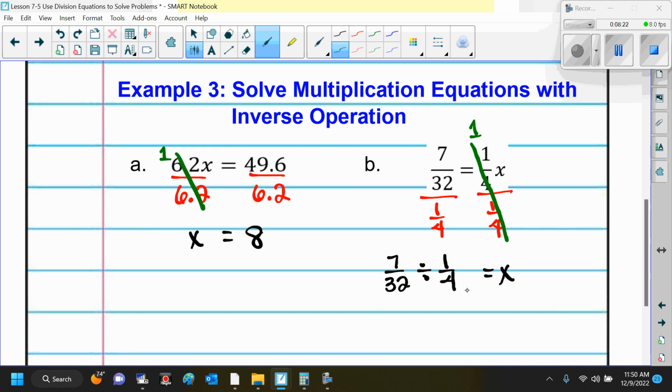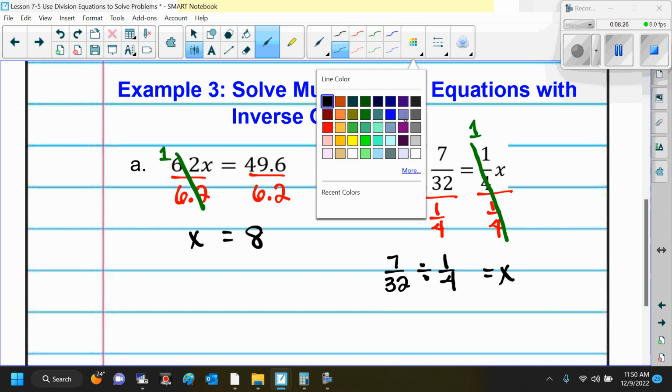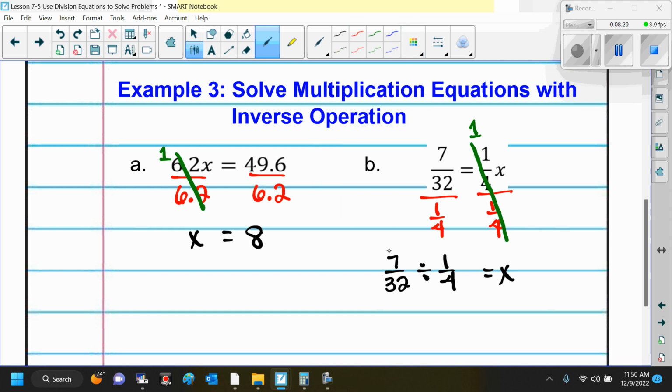How do you divide fractions? Keep, change, flip. Very good. We're going to multiply by the reciprocal. So keep, change, flip. Now, watch what happens. We have 7/32 times 4/1 is equal to x. Does everybody see that? See that 4/1? That's the reciprocal for 1/4, which is right in front of the variable.